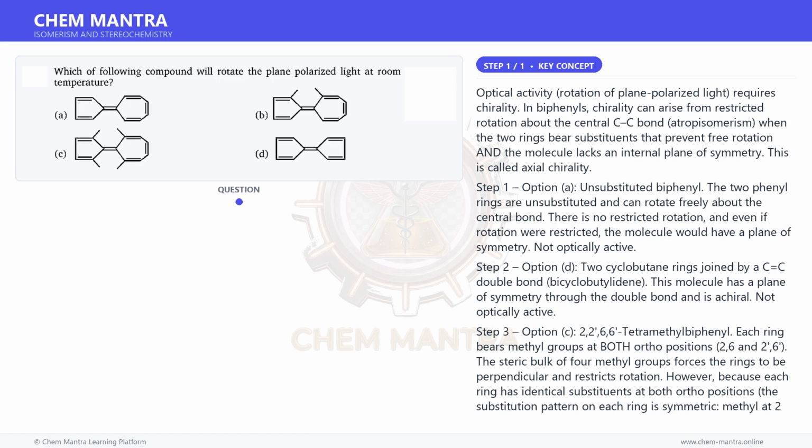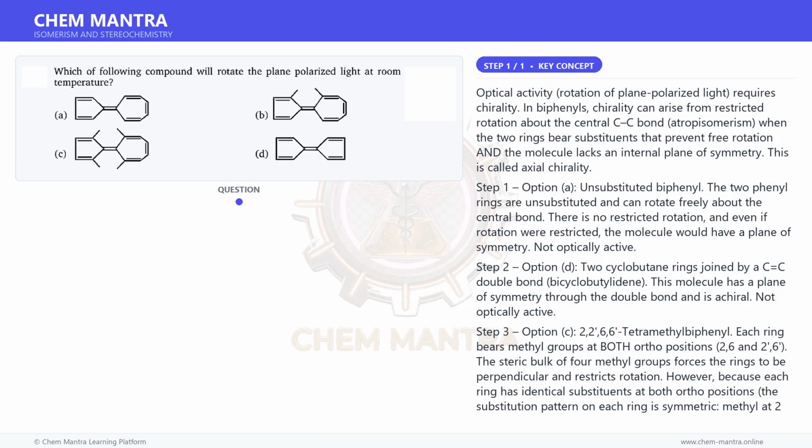Step 1, option A, unsubstituted biphenyl. The two phenyl rings are unsubstituted and can rotate freely about the central bond. There is no restricted rotation, and even if rotation were restricted, the molecule would have a plane of symmetry. Not optically active.